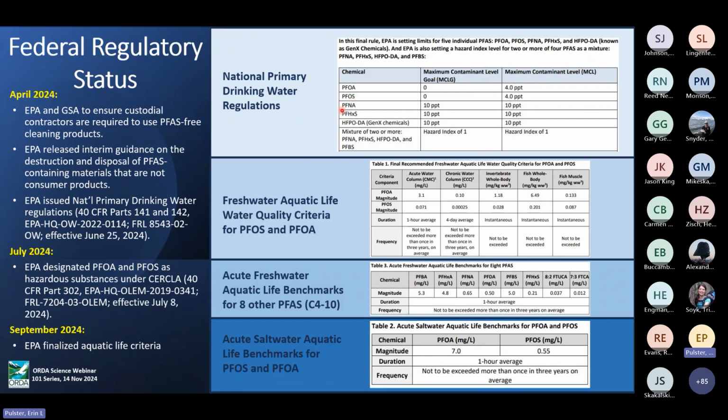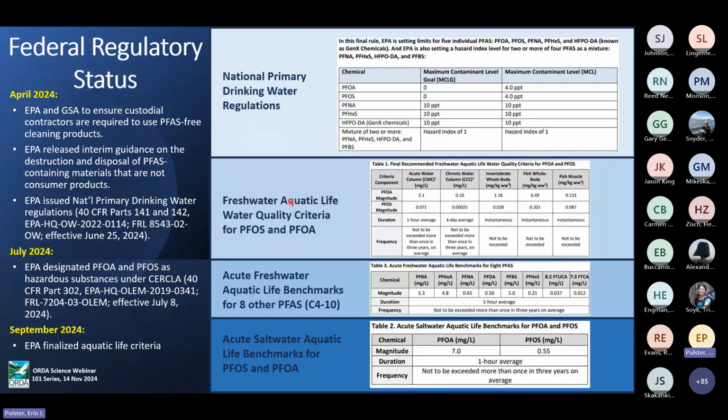They also released guidance for 3 more, PFNA, PFHxS, and GenX, and those are each 10 parts per trillion for the goal and the maximum contaminant level. There's also a mixture where you can look up, combine these, add 2 or more of these together to determine whether or not they're above the hazard index of 1 or below.